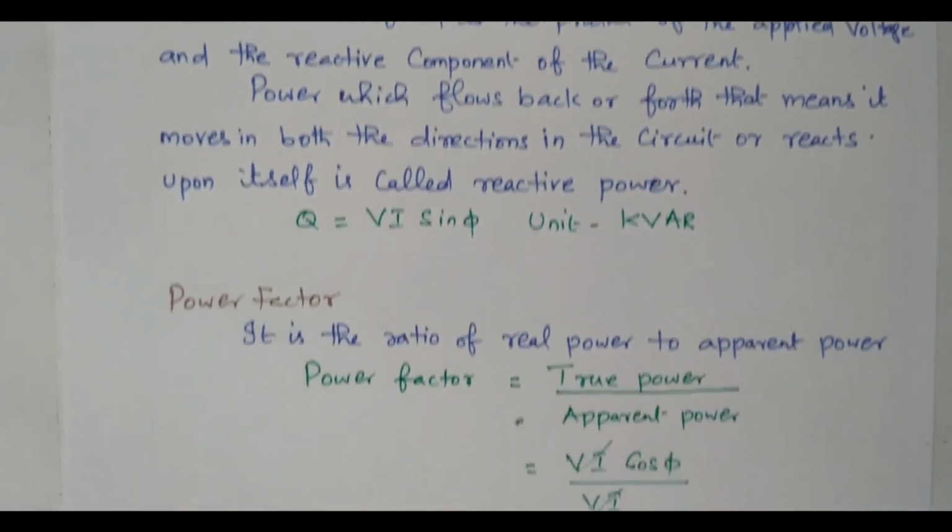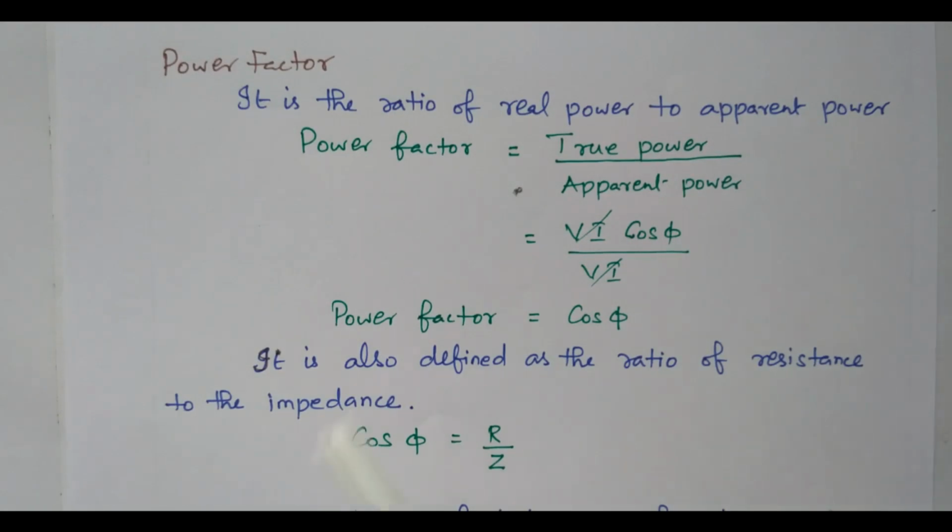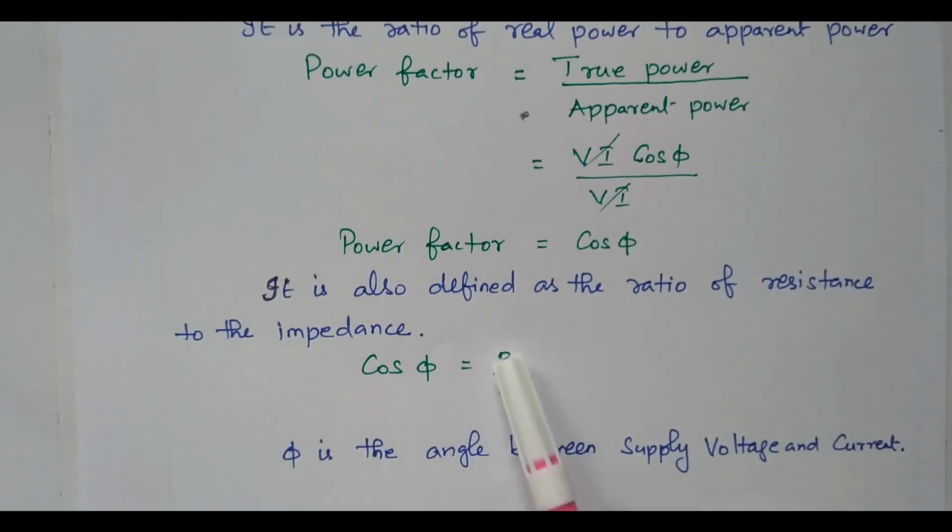Based on that, we'll go to the power factor. Power factor is the ratio of real power to apparent power. What is real power? VI cos phi. Apparent power is VI. VI gets cancelled, so it is cos phi. So power factor is nothing but the cosine of the angle phi, the angle between current and voltage. If the angle between current and voltage is 0, we get the best power factor, 1, since cos 0 equals 1. Another formula is also available: from the impedance triangle, cos phi equals R divided by Z. So phi is the angle between supply voltage and current.